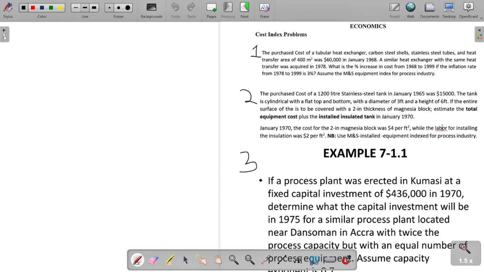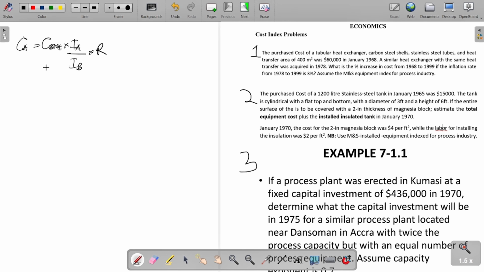Okay, so still on the economics. Right now, let's look at some of the cost index problems that we can have. For a cost index, if I want to calculate the cost in a certain year, it will be equal to the cost in the base year, multiplied by the cost index in the year that I want to evaluate the cost, divided by the cost index of the base year, multiplied by R, which is the capacity ratio. So R is the capacity ratio. You get it here. That's everything about the cost index.